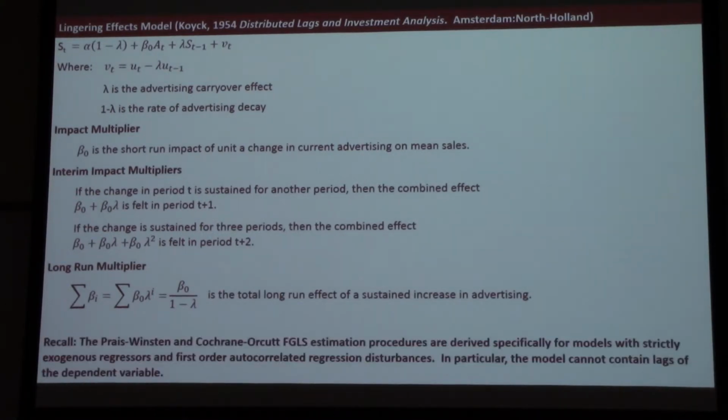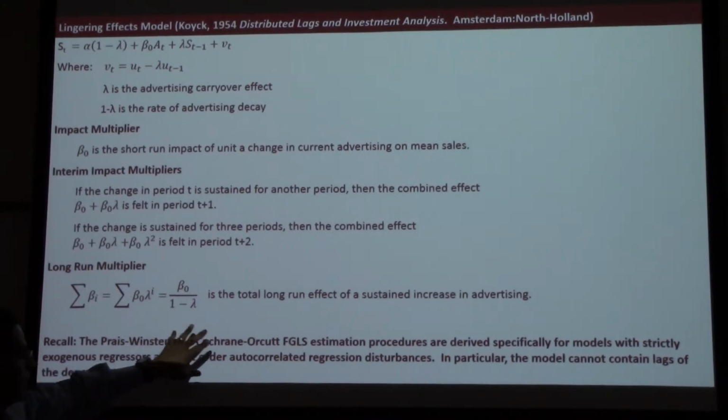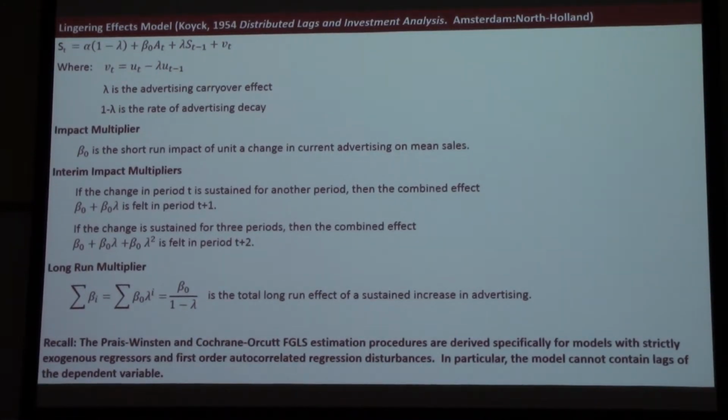Right. This is why we had to go through that. I know I burned through it, but the Prais-Winsten procedure and the Cochrane-Orcutt procedure for correcting for serial correlation don't work if we have a lagged dependent variable in the model. So we can't use either of these two. We're going to have to use that third one, which is the Hildreth-Lu procedure.